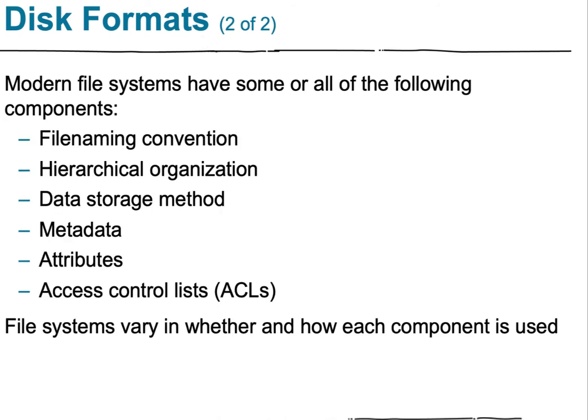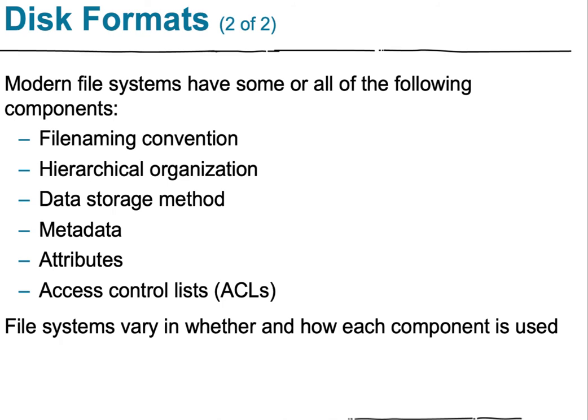Before going into the detail on these disk formats, reviewing the components of a file system is helpful. Modern file systems have some or all of the following components. File naming conventions. All files stored on a disk are identified by name, and the file system defines rules for how to name a file. These rules include length, special characters that can be used, and case sensitivity.